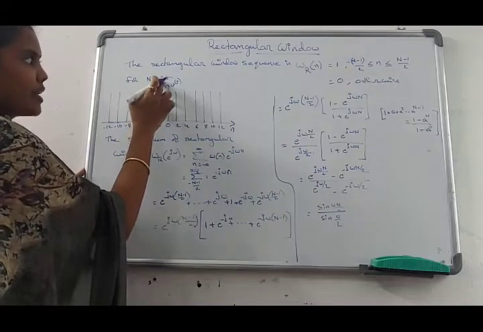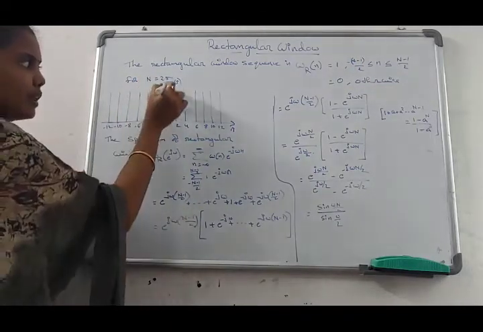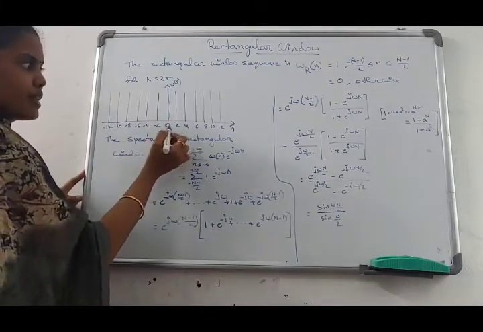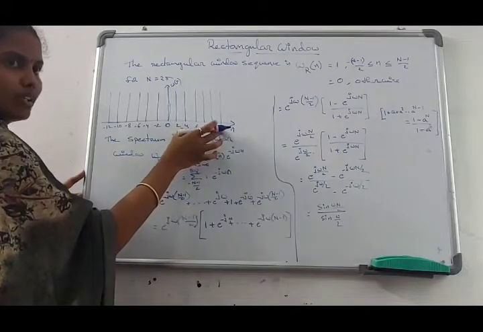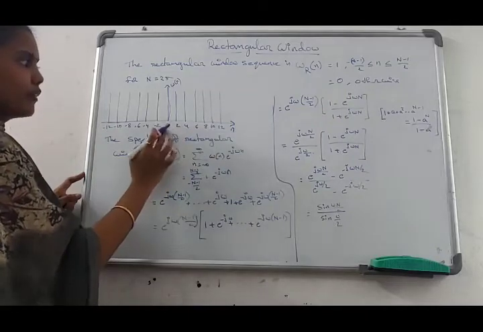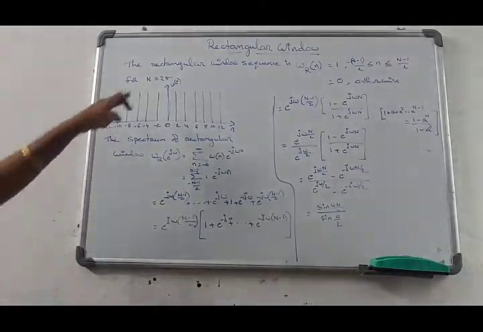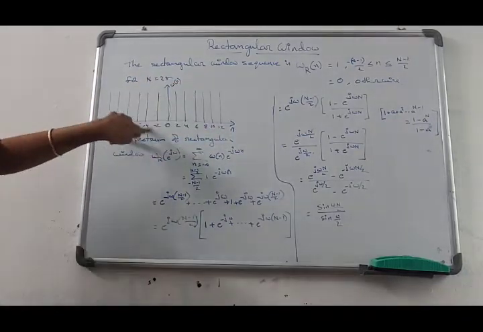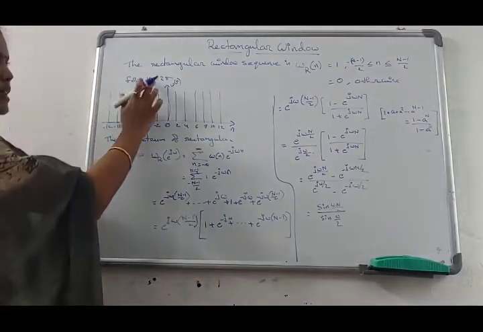How do we draw the rectangular window for N equal to 25? This is 0, so the value at 0 is 1. Here are a total of 12 samples and here are 12. 12 plus 12 is 24, 24 plus 1, total N is equal to 25. If it were 51, it would be 25 on each side and the middle one is 1, total 51. So I am taking N equal to 25.